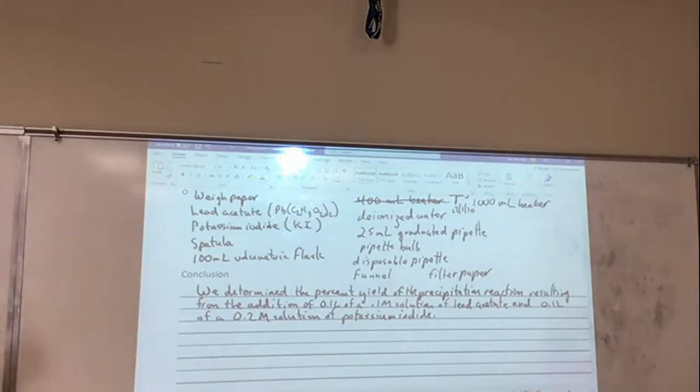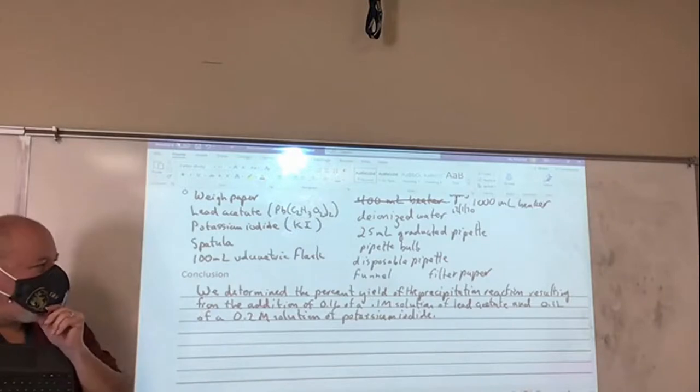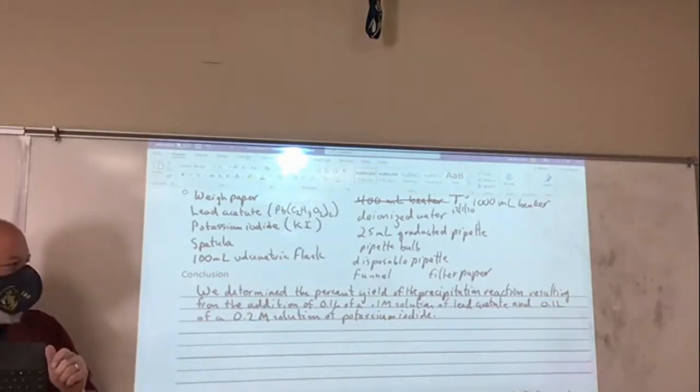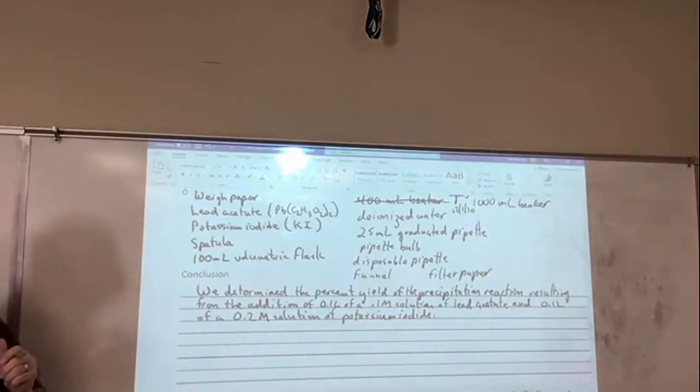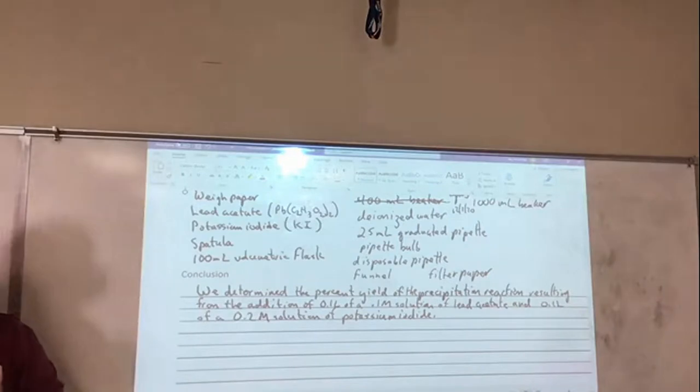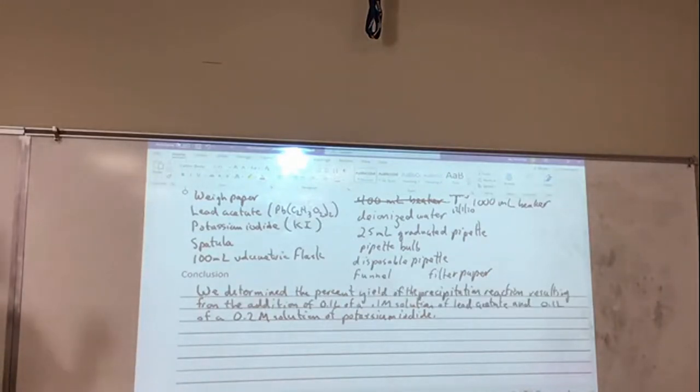This tells us exactly what we did, right? I did this. We determined the percent yield of the precipitation reaction resulting from the addition of 0.1 liters of a 0.1 molar solution of lead acetate and 0.1 liters of a 0.2 molar solution of potassium iodide. I did this.